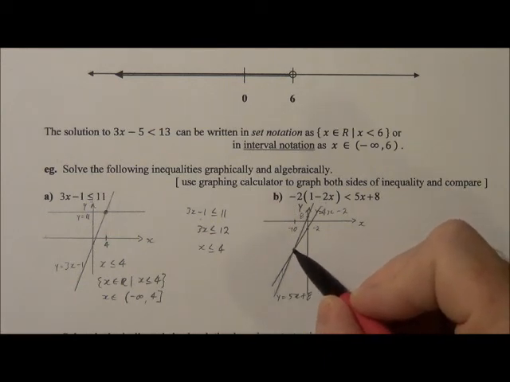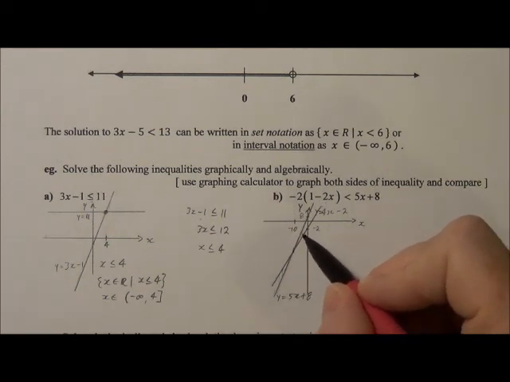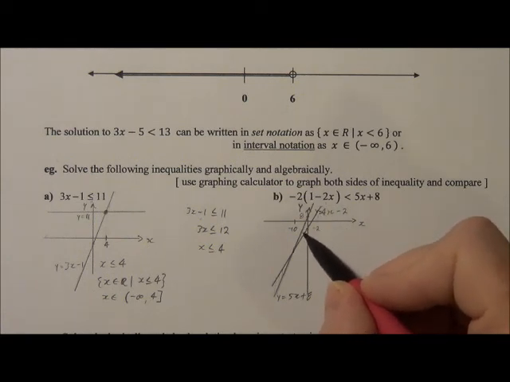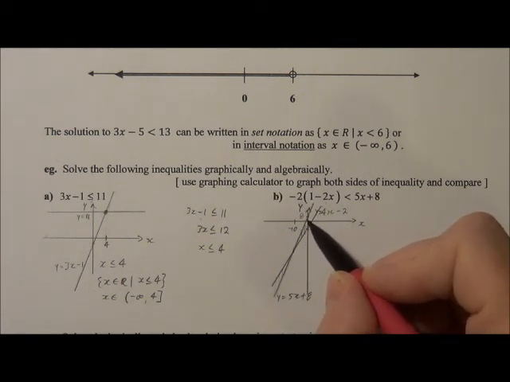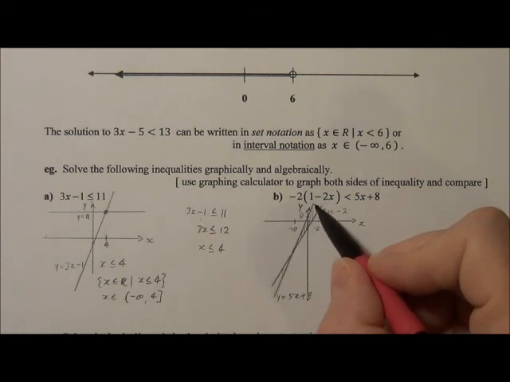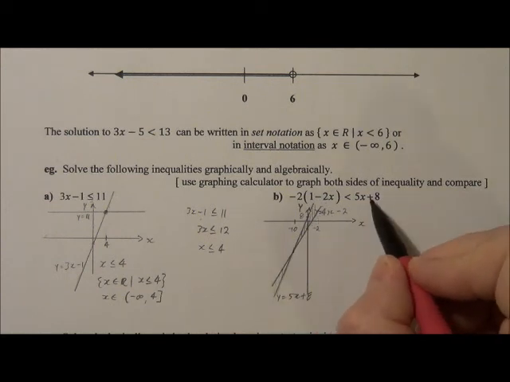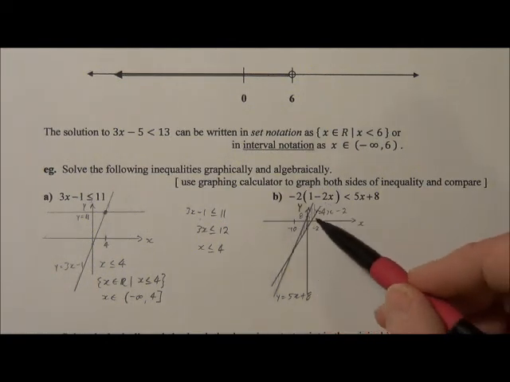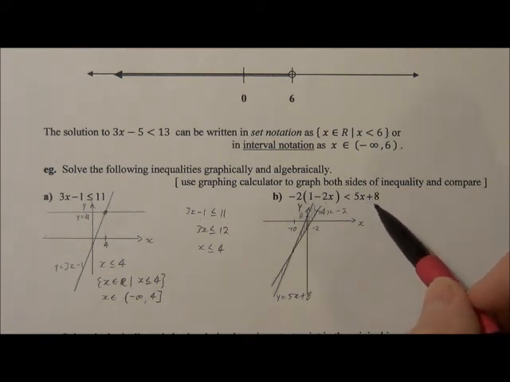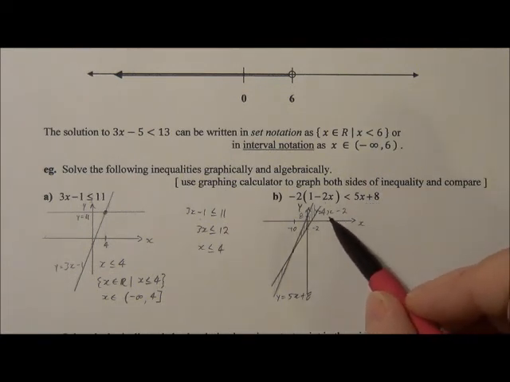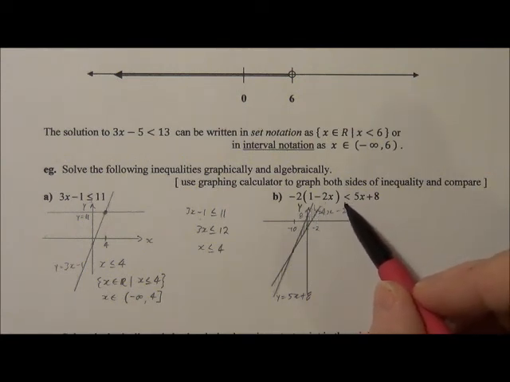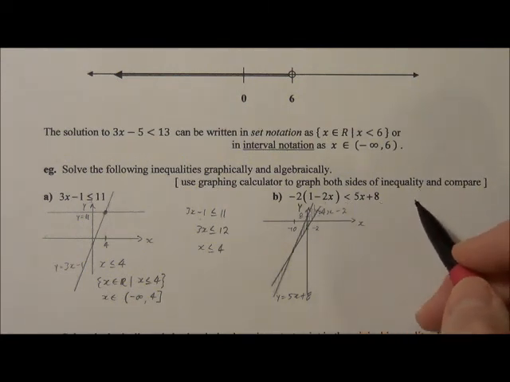So we look past the intersection point at x equals -10, and we see that 4x minus 2 is now underneath, or less than, the line 5x plus 8. So for all these x values greater than -10, the graph of 4x minus 2 is less than, in other words underneath, 5x plus 8.